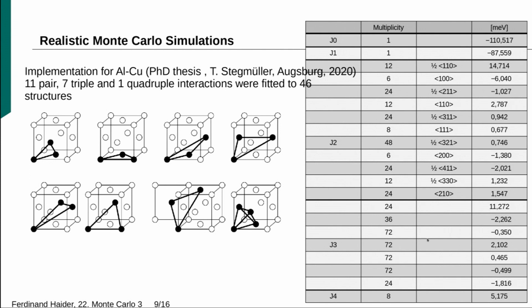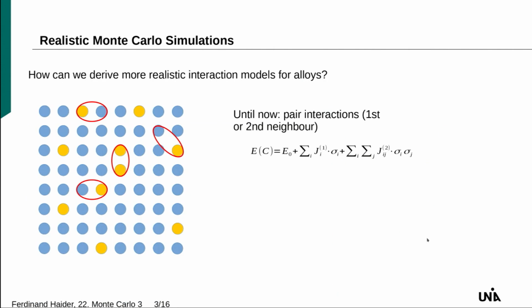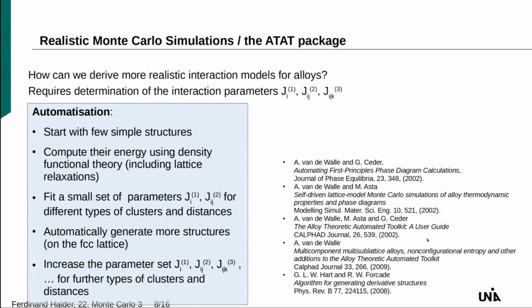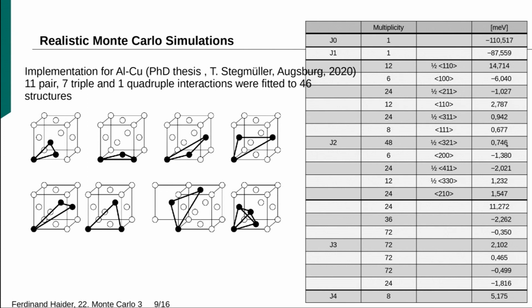Then you have a set of triples. Sorry, here are the triples. This, I guess, is probably a first neighbor triplet. There are 24 different ones and so on. Yeah. So again, you have a huge number of, this is the multiplicity of such triplets. And then finally, there was one quadruplet taken into account.